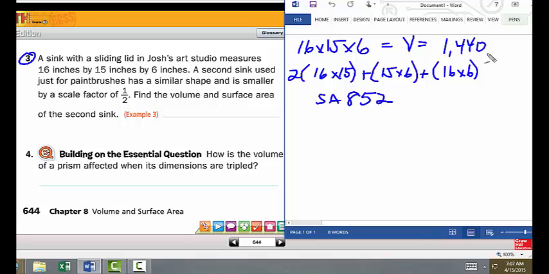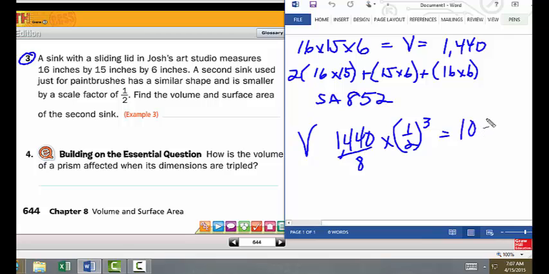Now, when we take our volume of 1,440, we're going to multiply that by our scale factor of 1/2, which of course is going to be cubed. And if you do that math there, that would be 1,440 divided by 8. And that is going to be 108 cubic inches.